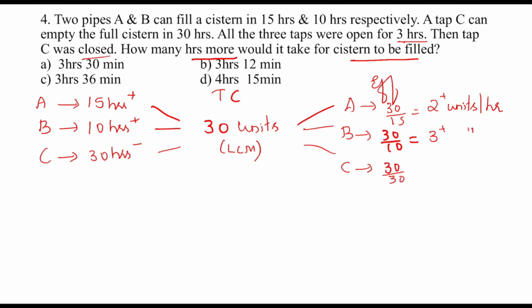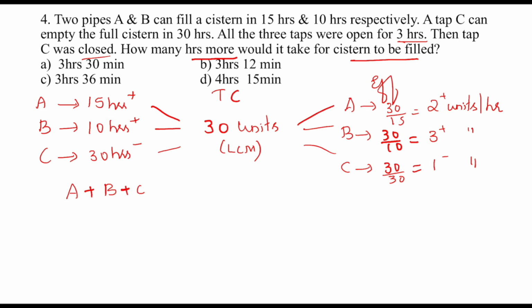30 divided by 30 which is equal to 1 unit per hour C can empty. So for the first 3 hours all 3 are open. So when all 3 are open, what is the resultant thing happening? Whether it is filling or emptying, we'll see.